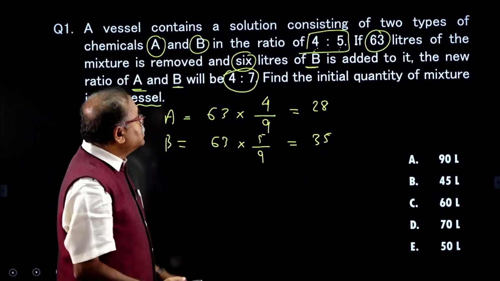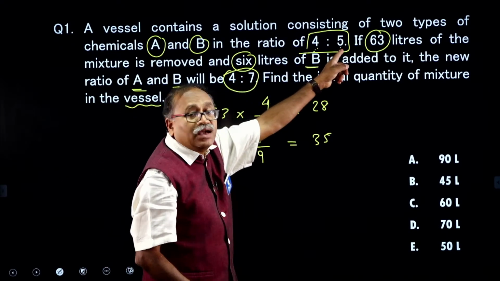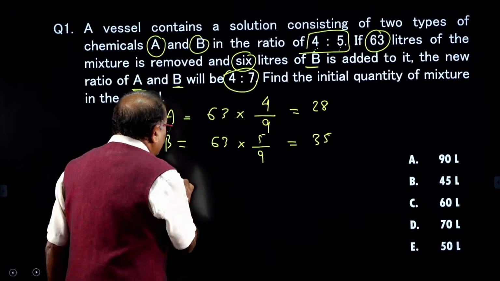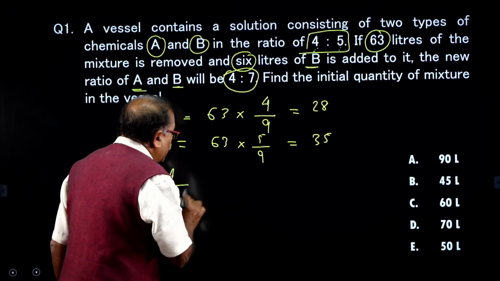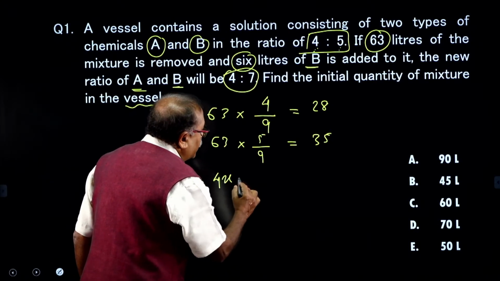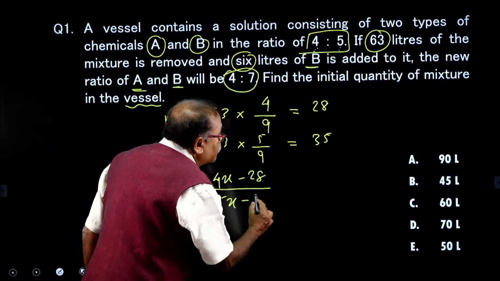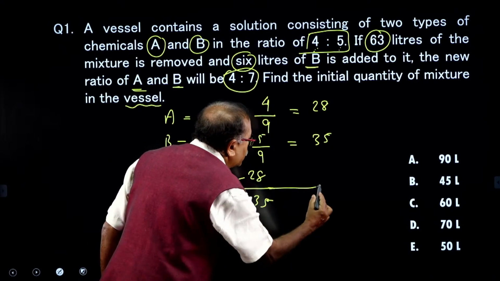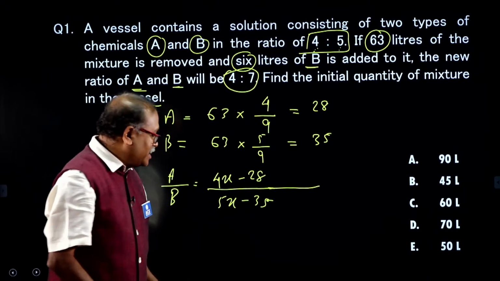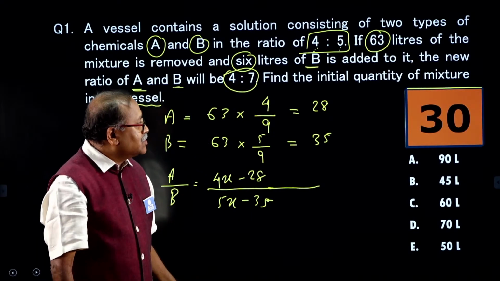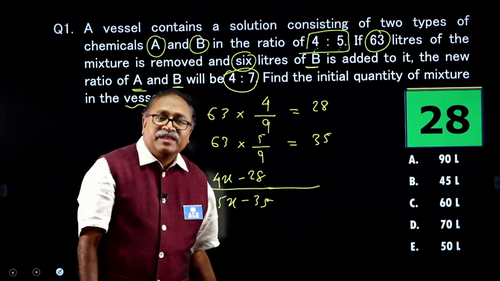Now, what I can consider over here, this is 4x and this is 5x. Can I write down this A by B as (4x minus 28) by (5x minus 35) with whatever the additional comes? Please do it. Your 30 seconds starts now, my dear friend. Come on.